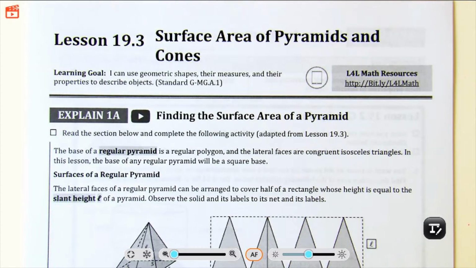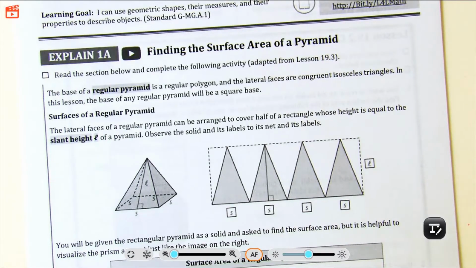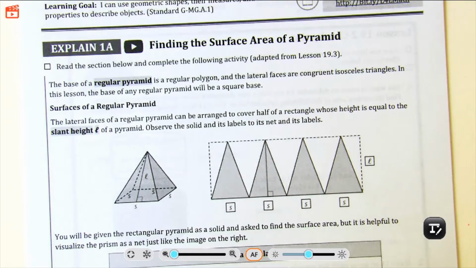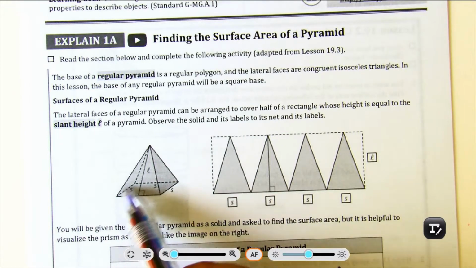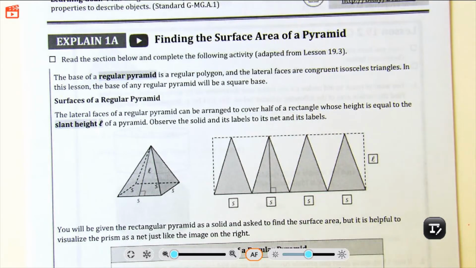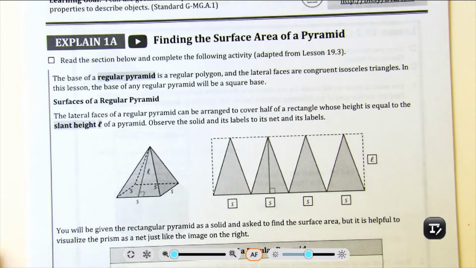So first, what I want to talk about is what is the base of a regular pyramid? A regular pyramid has the base in the shape of a polygon. So in this example, the base of this pyramid is a square. Now we could have pyramids with different shapes, and depending on what the shape is, that's going to determine the number of sides that the pyramid has.